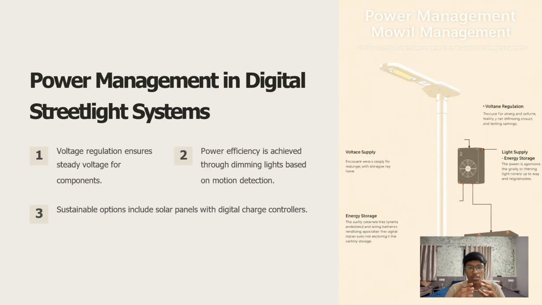Power management in a digital streetlight system is very important as well as critical. Voltage regulation ensures a steady supply to all the components. Energy efficiency is achieved by dimming lights when no motion is detected. Additionally, we can use solar panels and that can further improve the sustainability.